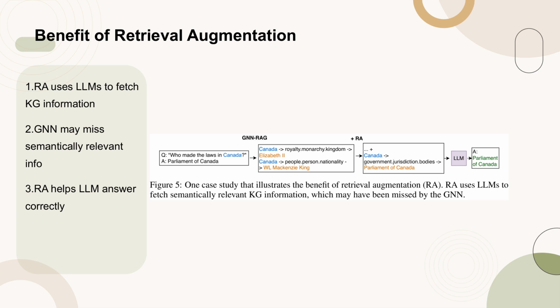Figure 5 demonstrates a case study highlighting the advantage of retrieval augmentation, RA, in enhancing the performance of GNN-RAG. RA leverages LLMs to retrieve semantically relevant knowledge graph, KG, information that the GNN might overlook. This additional information is crucial for the LLM to accurately answer the question. The case study shows how RA fills in the gaps left by the GNN, ensuring that the LLM has the necessary context to provide correct responses.